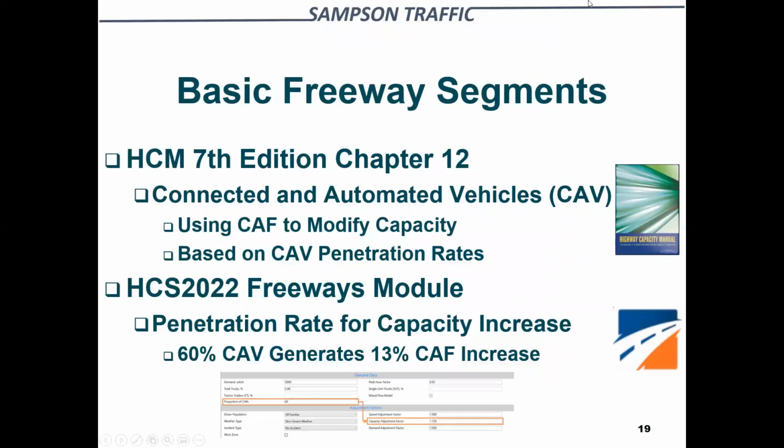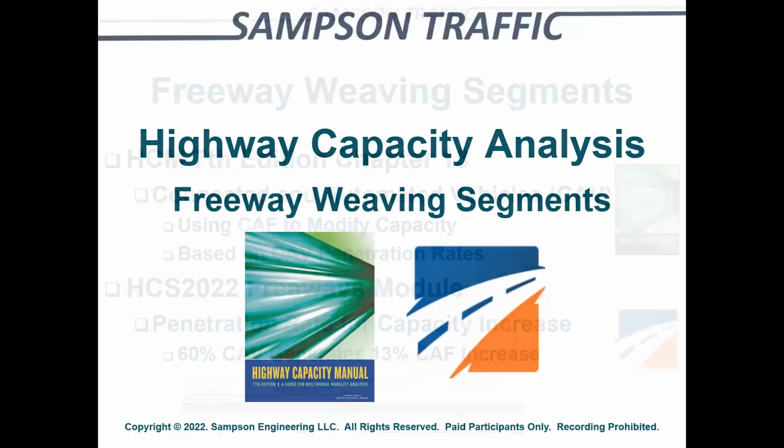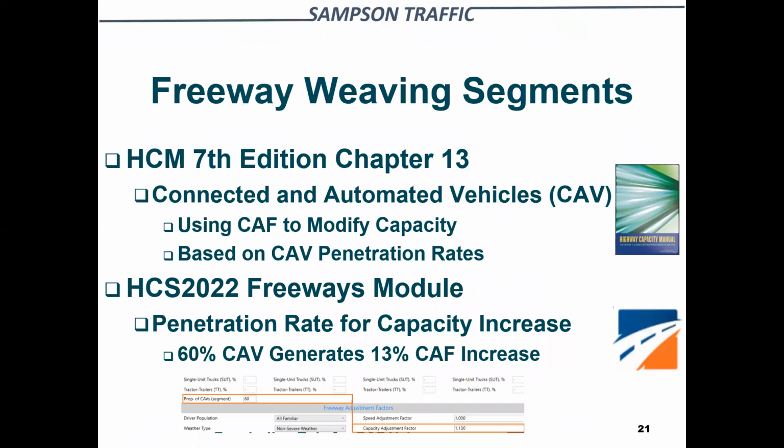Basic freeway segments. The idea is increasing capacity as the penetration rate, or the percentage, if you will, of connected automated vehicles in the traffic stream. The implementation in the software shows you put in this percentage here, and it adjusts the capacity. Adding 60% would add 13% to the capacity in this particular example. For weaving, same thing: the proportion of CAVs on the weaving segment and the increase in capacity as another capacity adjustment factor.